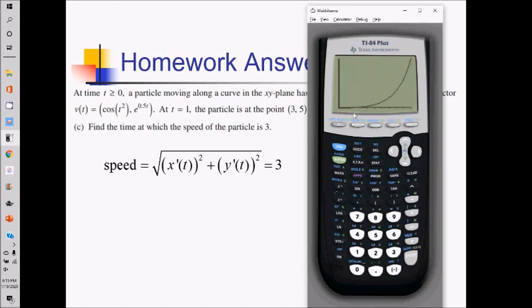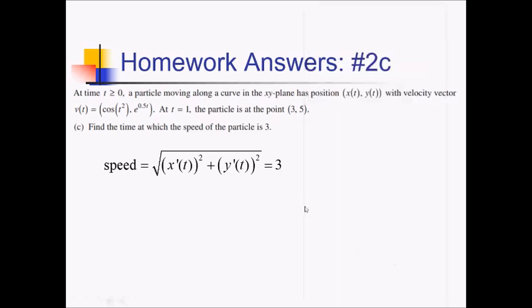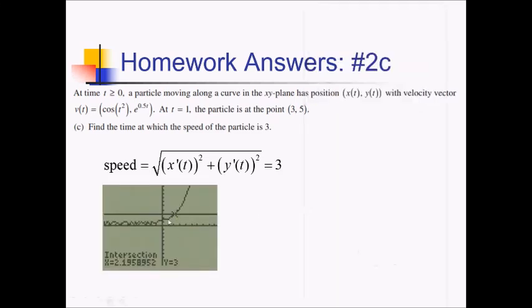So let me do second trace, intersect, enter, enter, enter. It'll find it. It's down there at about 2.196 if we round off. So there it is if you zoomed in a little bit more, and we're going to call it a day on that one.